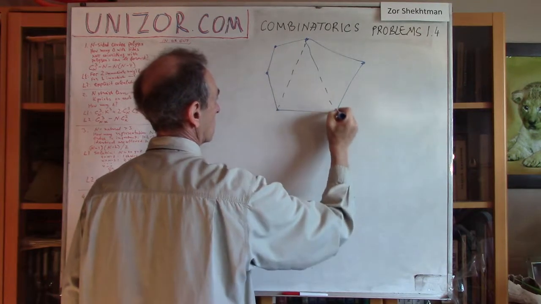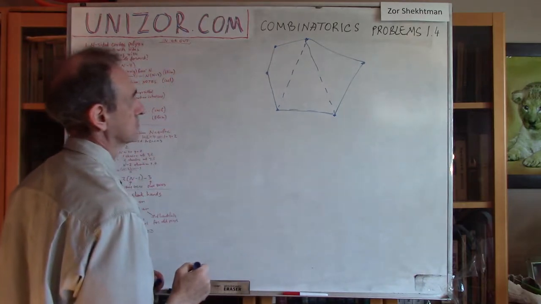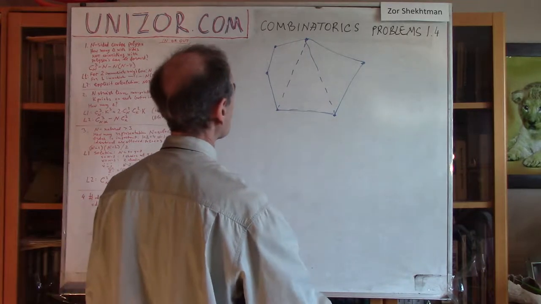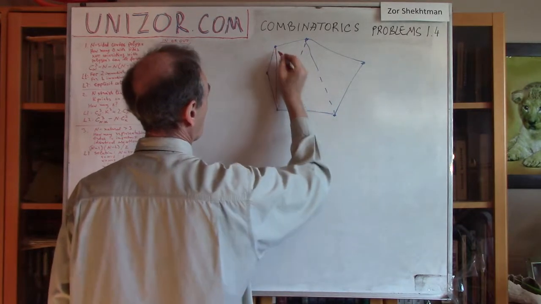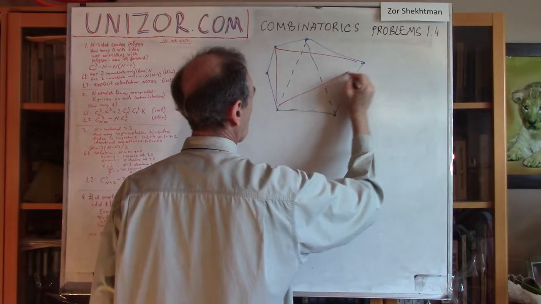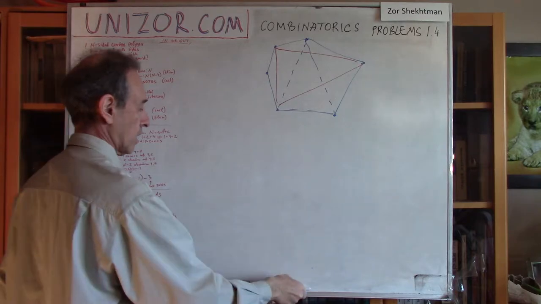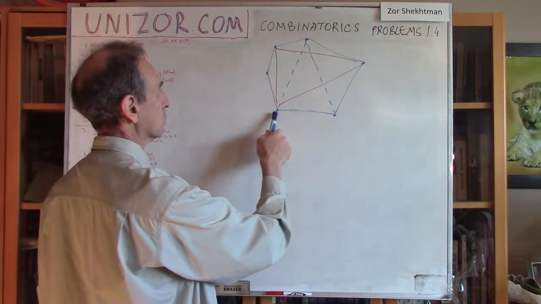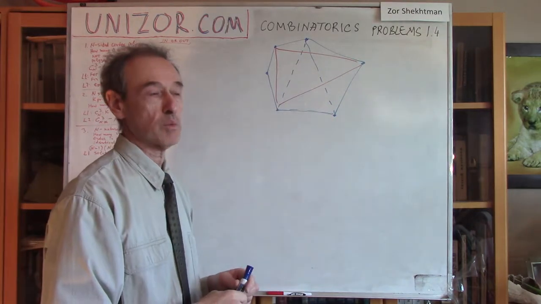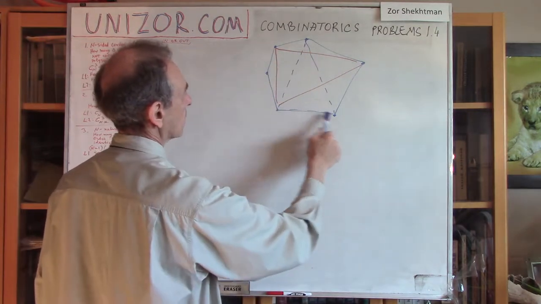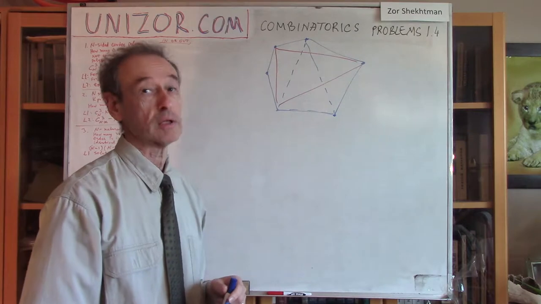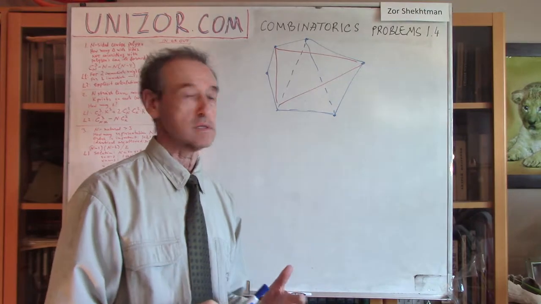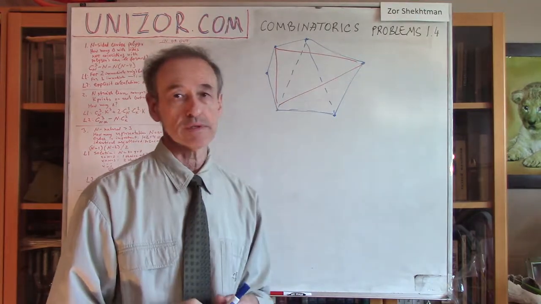This is a triangle, right? Now, this is another triangle. Let me use another color. Okay, and there are some other triangles. Now, I'm interested only in the triangles which do not have a side which coincides with any one of the sides of the polygon. So this triangle is no good because this side coincides with a polygon side. The red triangle is good. So I would like to count only those triangles which do not have common sides with the polygon.